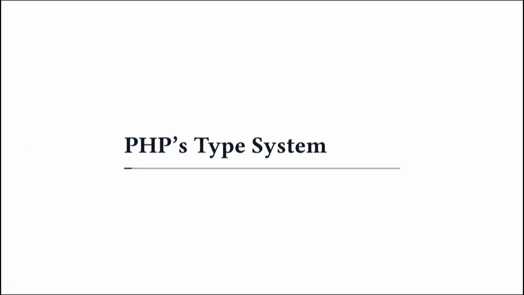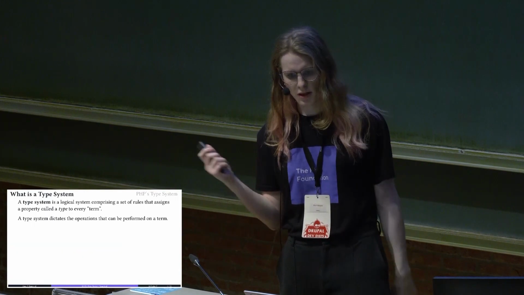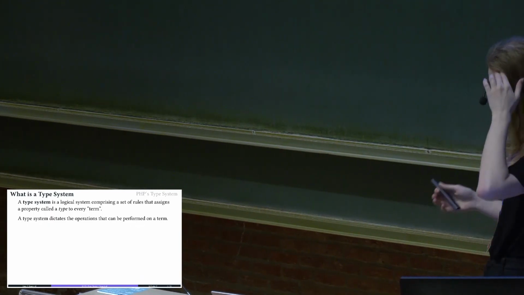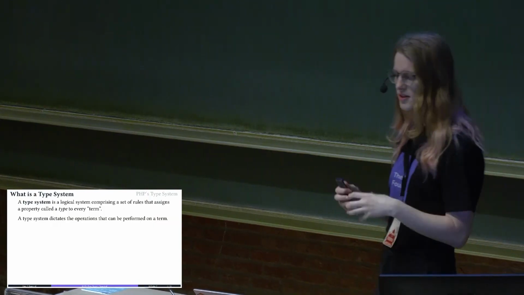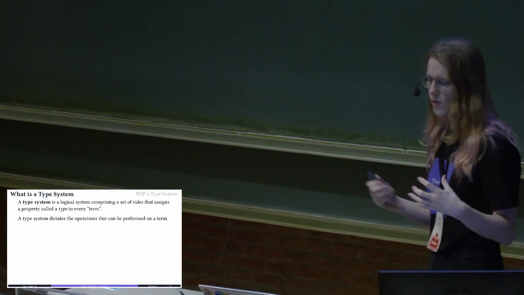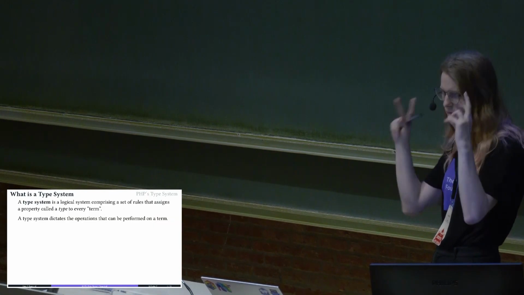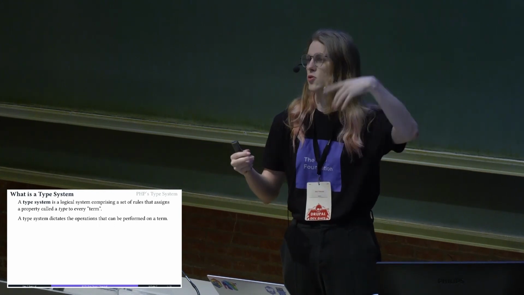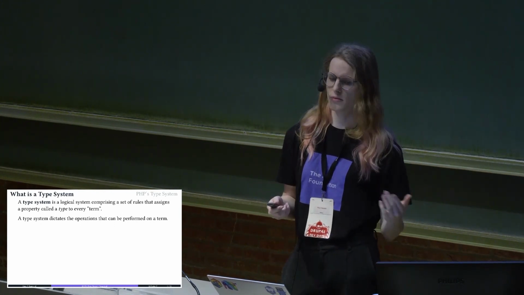So yeah, PHP's type system, so that's the first section. So what is a type system, really? A type system is a logical system which has a bunch of rules where every term has a type. And a term's type tells you what you can do, what operations you can do with your term.